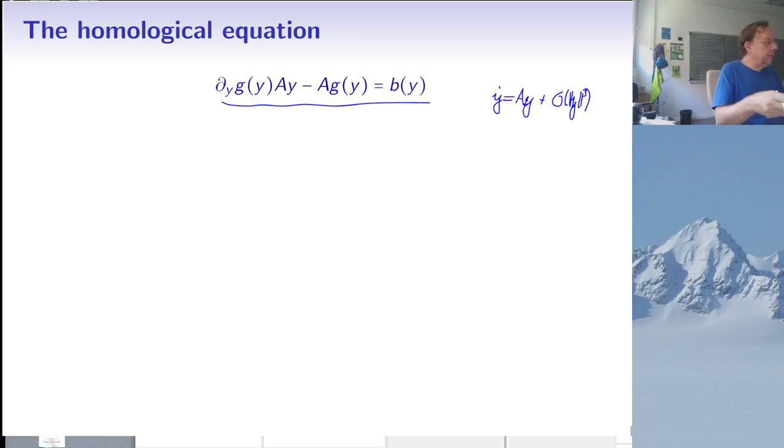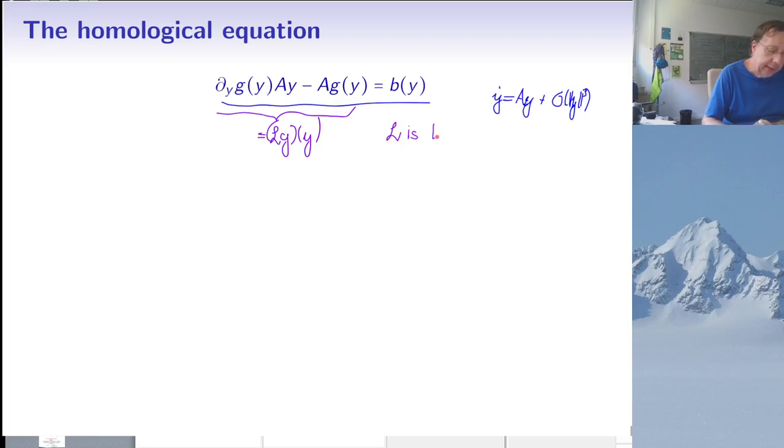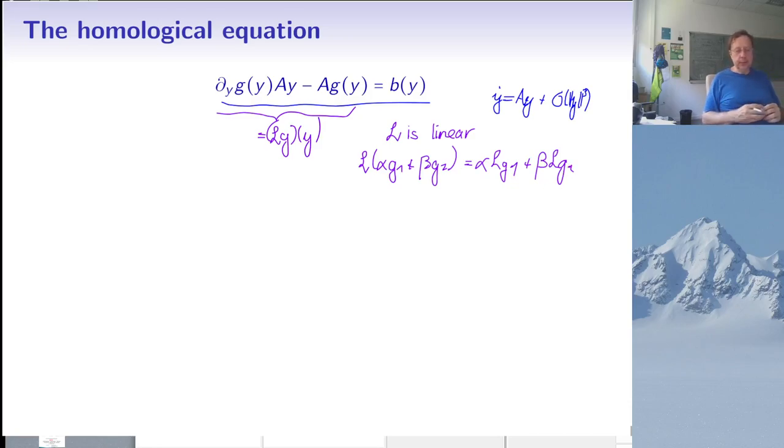Now, can we solve this equation here? So the first observation is that this left hand side here, let me write this as L g of y. So given a certain g, I find a certain L g of y. And the important point here is that L is in fact linear. It's a linear map acting on functions g. So linear means that L acting on alpha g1 plus beta g2 is equal to alpha L g1 plus beta L g2 for any choice of functions g1, g2 and real numbers alpha and beta.